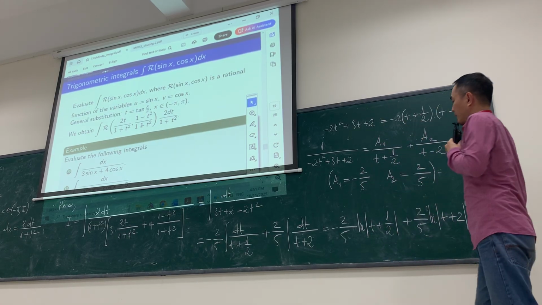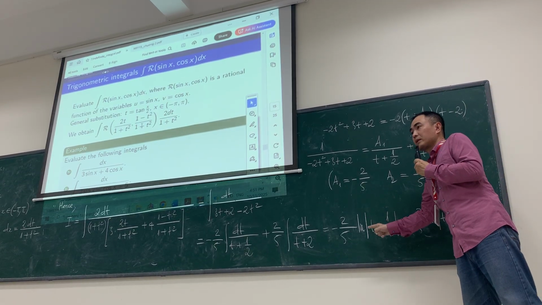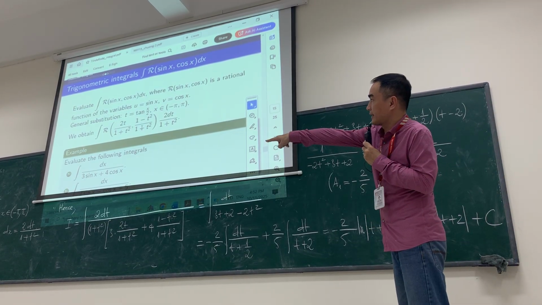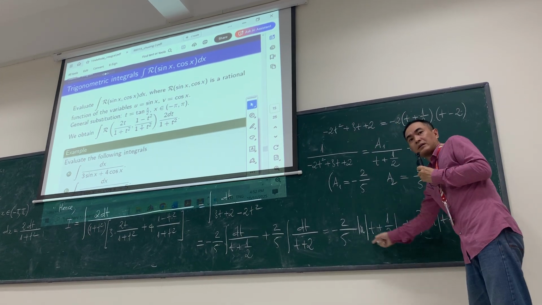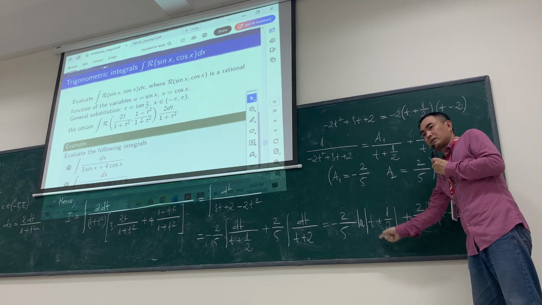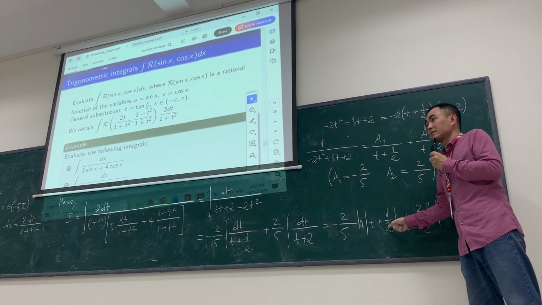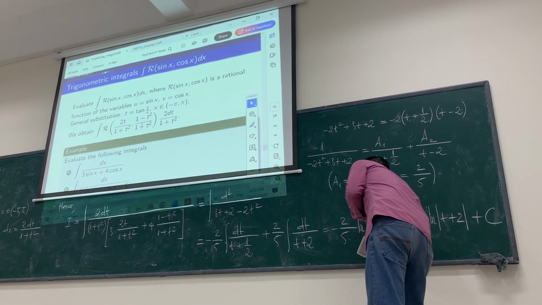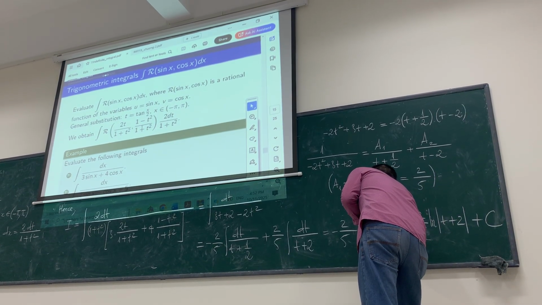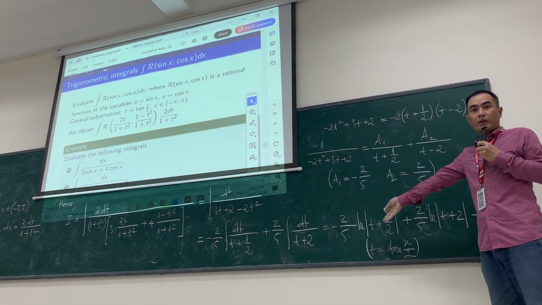So finally we need to replace t by tangent x over 2. Does that mean we need to express the function here as a function with respect to x? Okay? So finally, we need to replace t by tangent x over 2.